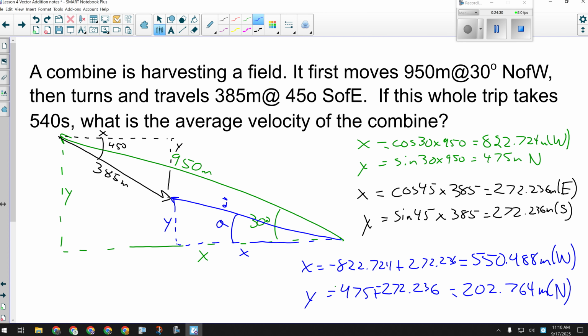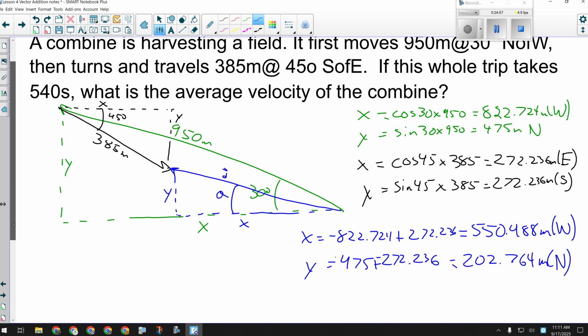Now, when I get to this point, what I like to do is check my triangle and make sure that those numbers make sense. This line's 550 meters long. Yep, that's about right. It's about half of this one, so I can live with that. And then for my y, it's 202. Yeah, I can live with that because this y was 475. It looks like my diagram's pretty close. There's nothing really glaring there.